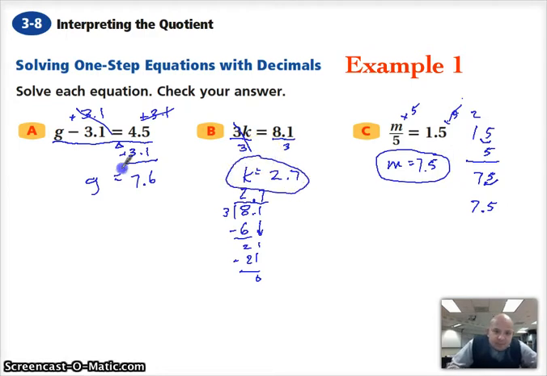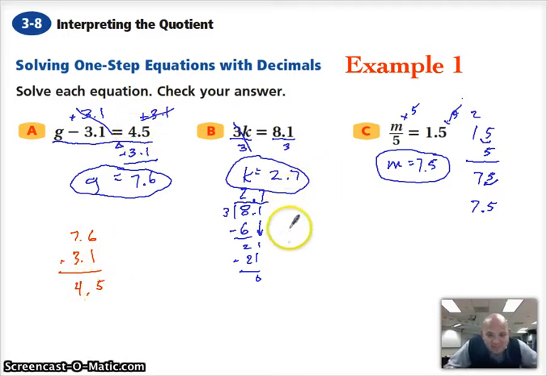Now for each of these, I should also go ahead and check. So I'm going to choose another color here because it does say check your answer. I'm going to take, in this first case, the 7 6/10, and I'm going to subtract 3 1/10. Line up the decimals, make sure that's there. 6 subtract 1 is 5. 7 subtract 3 is 4. 4 5/10 shows up.